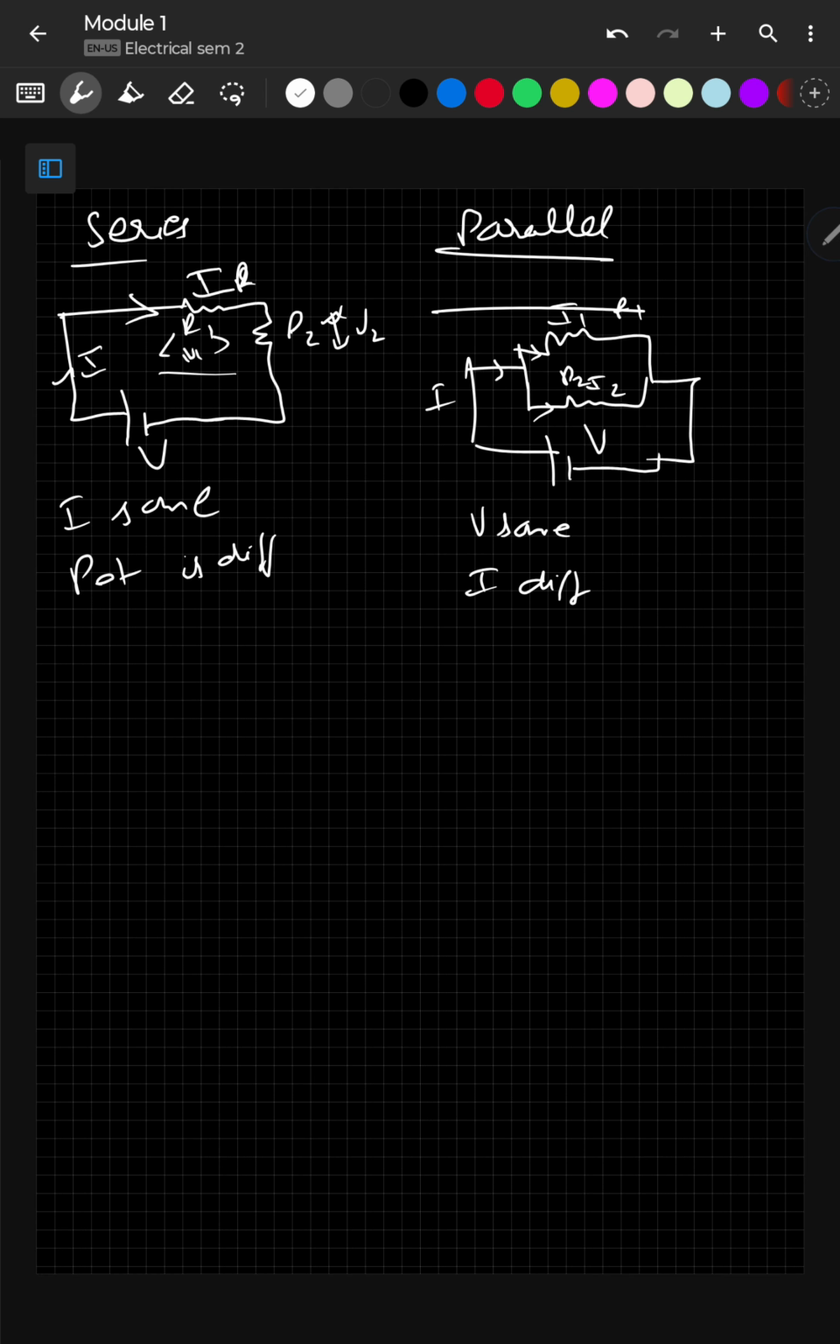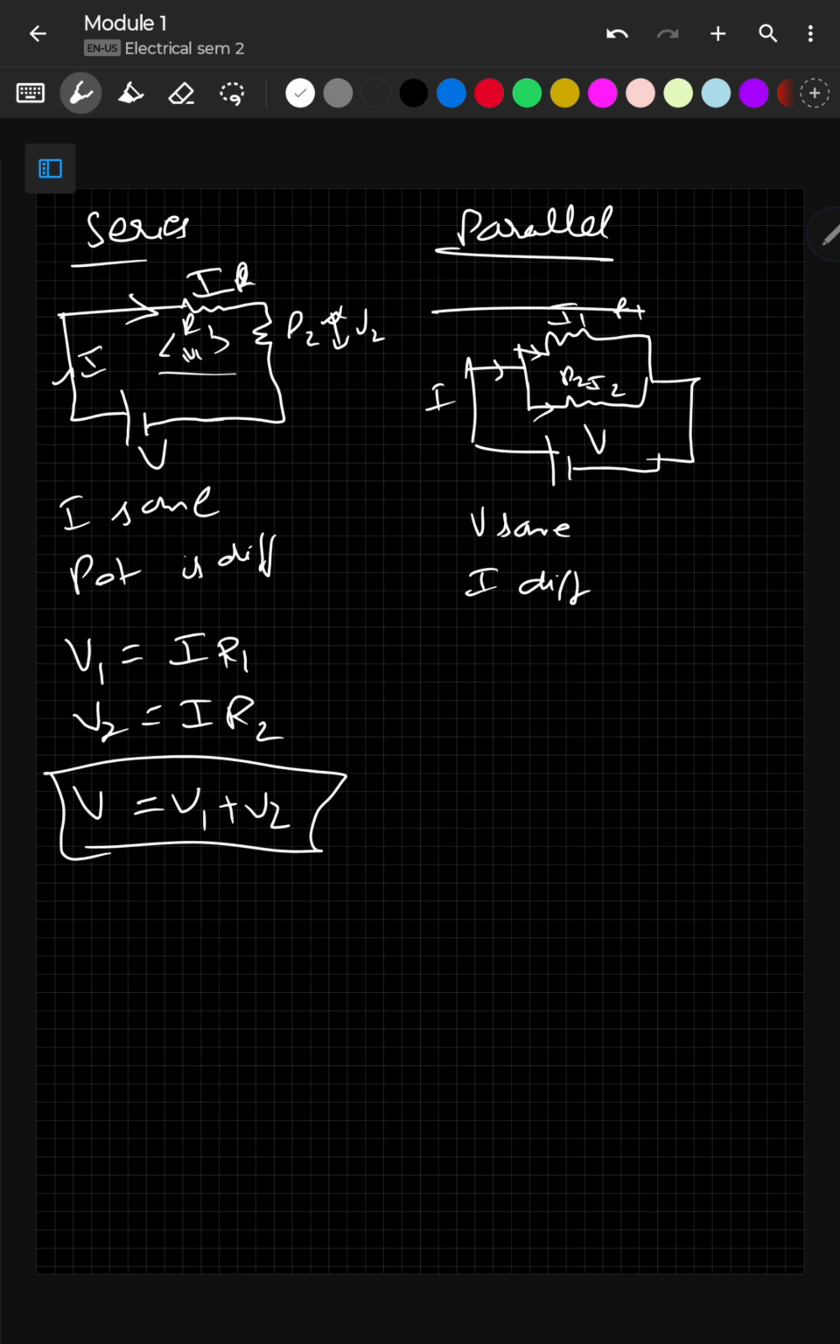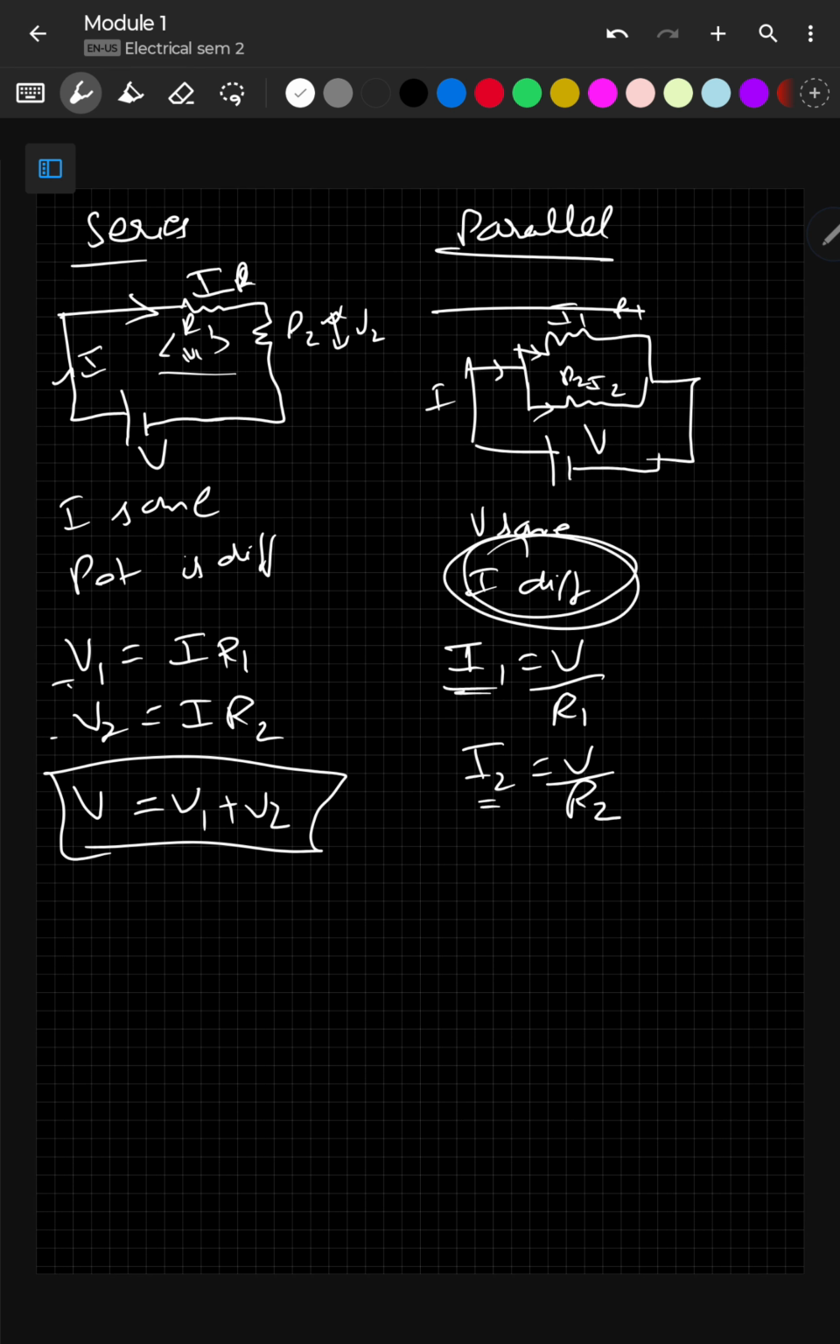Now, in series, potential is different. So V1 equals IR1, V2 equals IR2. So V equals V1 plus V2. Here in parallel, the current is different. So I1 equals V by R1, because V equals IR, right? And I2 equals V by R2. That is the only difference: we write I1, I2, V1, V2, correct?